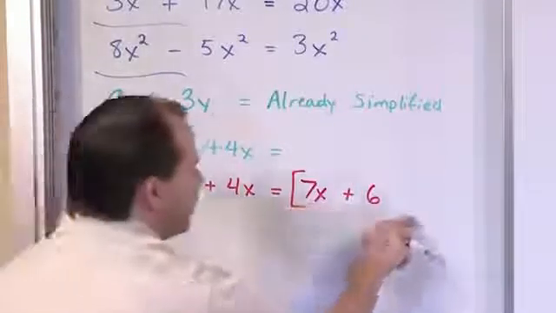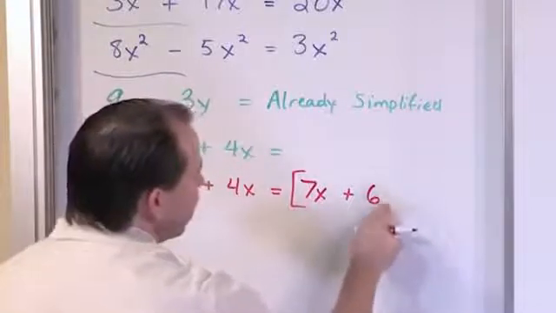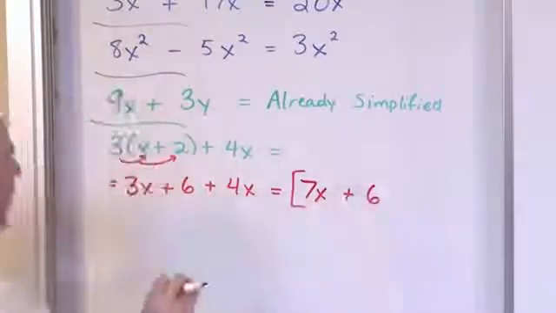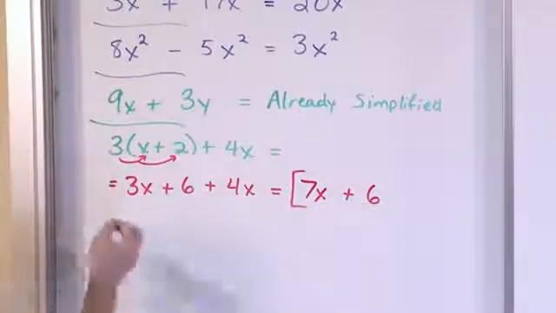And this is fully simplified because here we're dealing with x's and here we're dealing with a number with no variable. So this is like apples and oranges. You can't add them anymore. This is as simplified as you get. You have how many x's you have plus just how many numbers you have. So that's fully simplified.